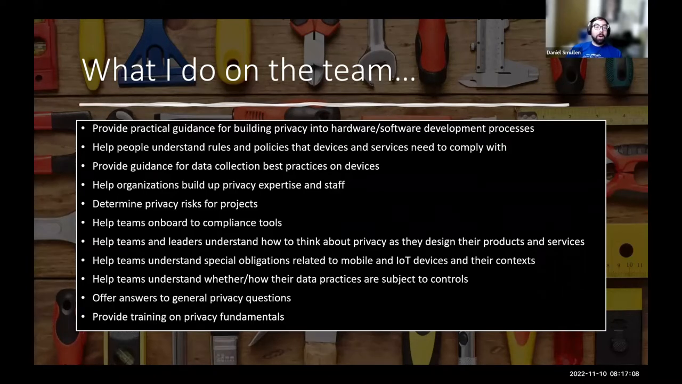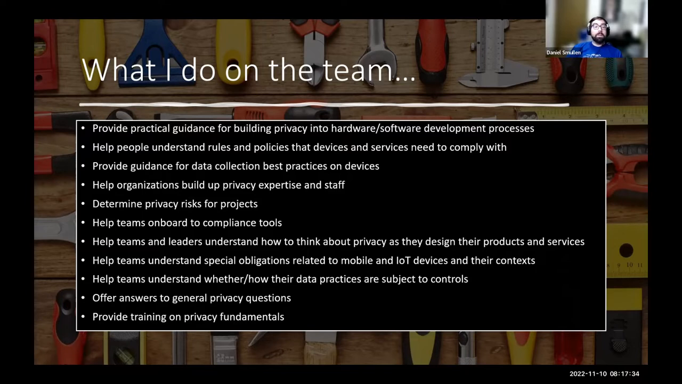And then I also help organizations build up privacy expertise and staff, because we've got to figure out where to actually place privacy experts because there aren't that many of them out there in the world. So we have to be very careful about how we use that scarce resource. And then beyond that, the bread and butter work: I determine privacy risks for projects and help mitigate them. I help teams onboard to compliance tools that we develop internally.